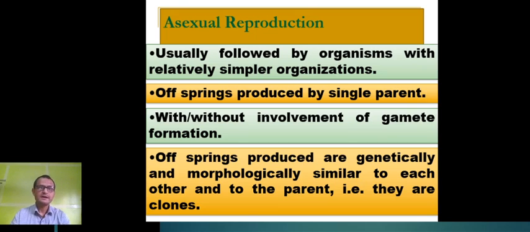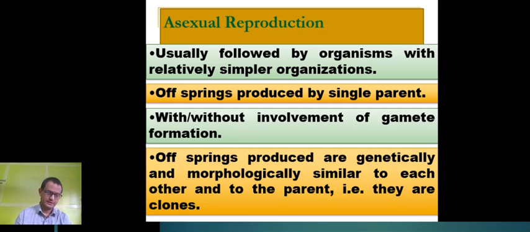Okay, so asexual reproduction is generally found in the lower group of organisms, which are relatively simpler organisms. They are very simple in their organization. For example, if you consider bacteria, algae, fungi, or some lower group of plants and organisms, you can find asexual kinds of reproduction.